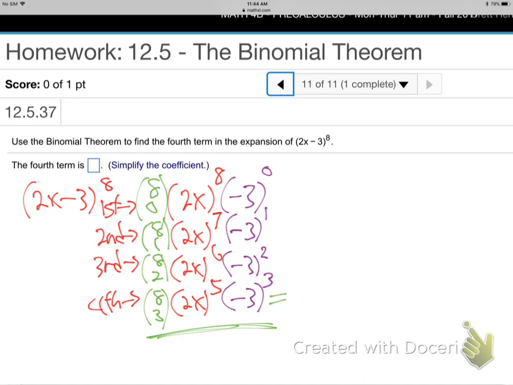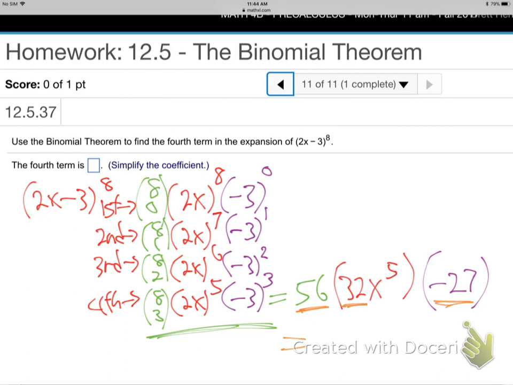Is it 56? Yeah. 56, and then 2x to the 5th is 32 x to the 5th, and then negative 3 to the 3rd is negative 27. This can come out negative, can't it? So we'll get whatever. What is 56 times 32 times negative 27? It's negative something. Negative 48,384. Excellent.